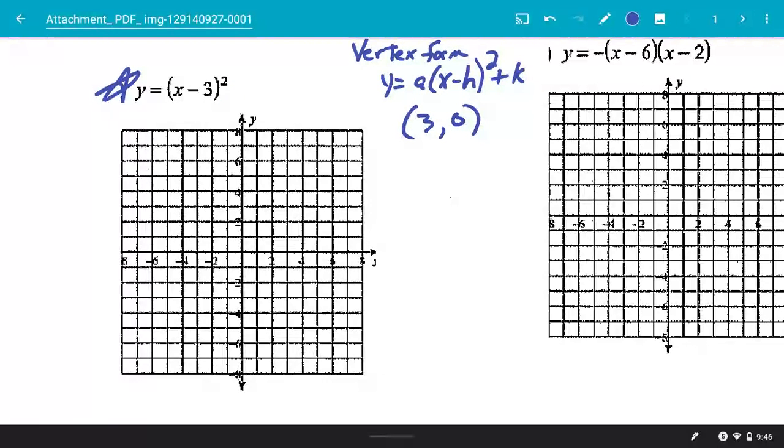Or we could think of it as, hey, this is the same thing as y equals x minus 3 times x minus 3, if you're thinking about it in intercept form. So this would have what intercepts? 3 and 3. Well, let me plot 3 and 3.